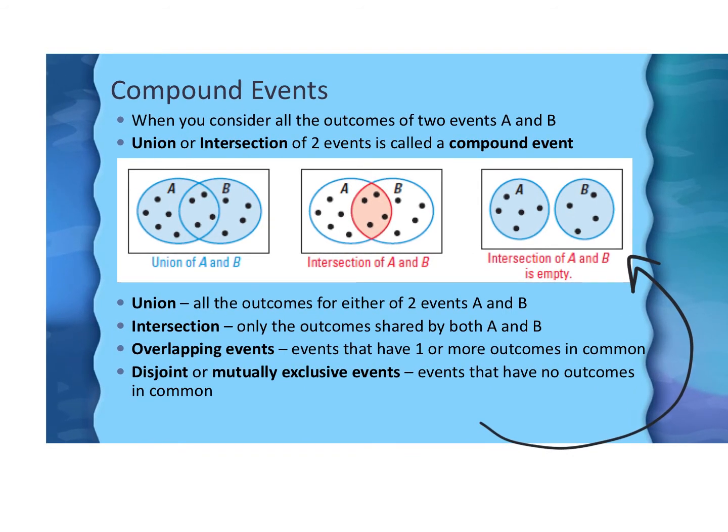When we talk about the union of two sets, we're just talking about everything in the picture. Intersection would only be the red section of these two circles. These sort of look like Venn diagrams.